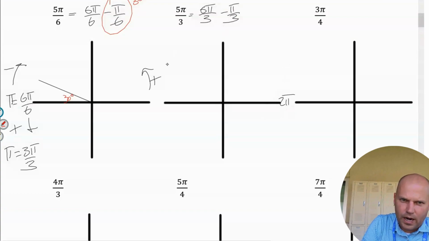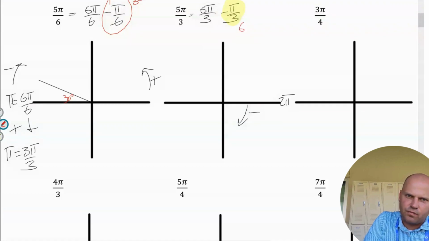So we go all the way around our circle to 6 pi over 3. We then subtract a pi over 3. This would be the direction of subtracting. What is a pi over 3? We remember pi over 3 is 60 degrees.